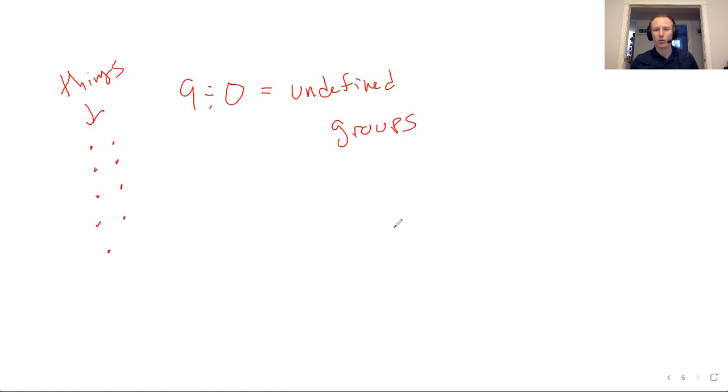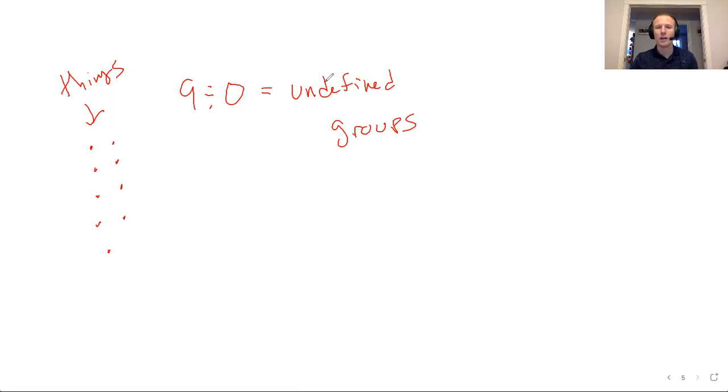Notice I have no groups to put them in, right? I have no groups over here that I can put these things into. 9 things being put into 0 groups. Well, the answer is supposed to be how many things are in each group. But there are no groups. So I have 9 things floating off on their own here with no group to put them in.